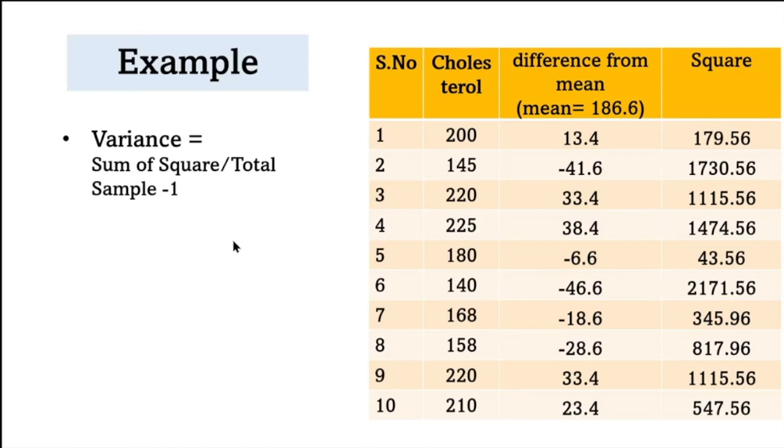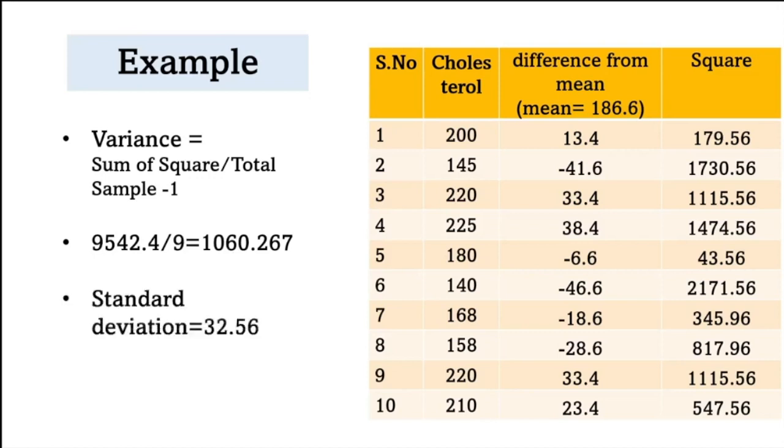This is the sum of squares. That's why variance is known as the sum of squares divided by the total number of samples minus 1. In this case, the variance will be 1060.267. The higher the variance, the higher the individual variability. So a high value of variance tells you that the variability is high, and the square root of this variance is the standard deviation. Ultimately, the standard deviation squared is the variance, and the square root of the variance is the standard deviation.